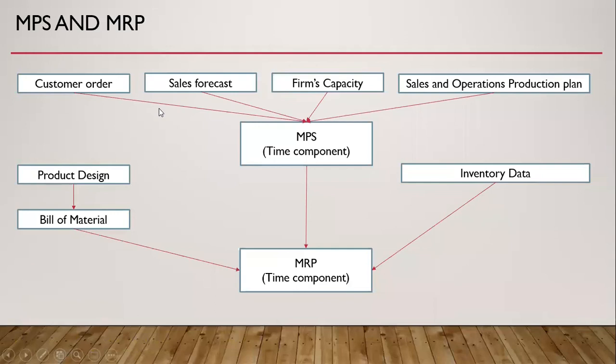So finally, to summarize, to formulate the master production schedule, we need customer order data, sales forecast data, firm's capacity data, sales and operations production plan. And in my next lecture, I will describe the material requirement planning. And for that, we need these three things: bill of material, MPS, and inventory data.